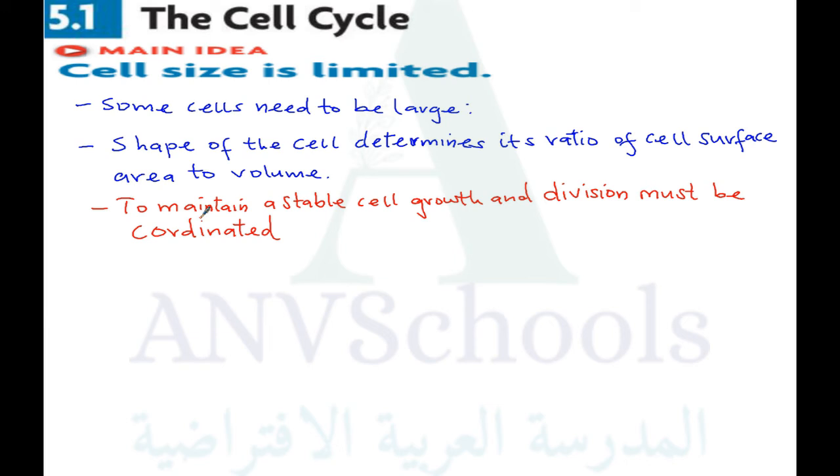more than doubles its size before dividing, then the daughter cells would be larger than the original cell. Imagine this. Think about the cell dividing when it is double its size. The daughter cells would be larger than the original cell.